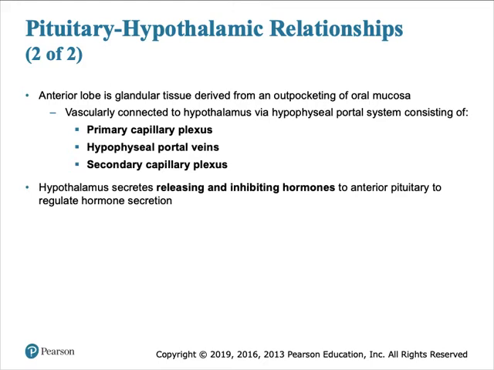The anterior lobe is a glandular tissue, and it actually, believe it or not, comes from the oral mucosa, from the area around the mouth. So it has blood connections, vascular connections to the hypothalamus, and the hypothalamus actually secretes a releasing and inhibiting hormone to affect the anterior pituitary.